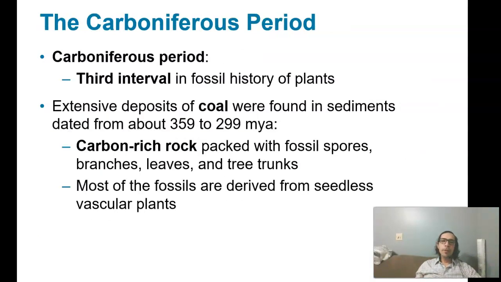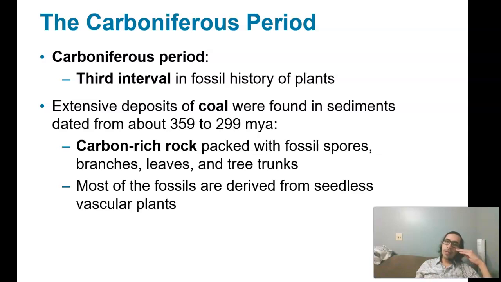And then the Carboniferous period, the third interval. Here you can see that extensive deposits of coal were formed in the sediments. Okay, and that's made from carbon-rich rock that's packed with spores, branches, leaves, tree trunks, or other plant material.